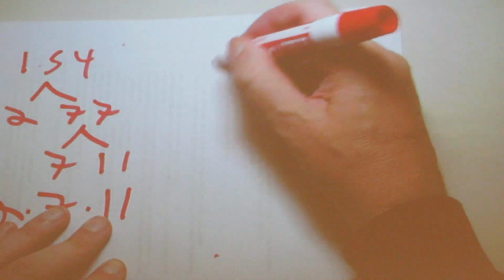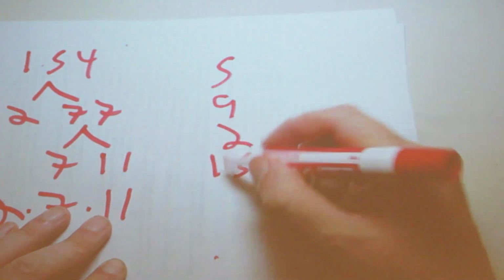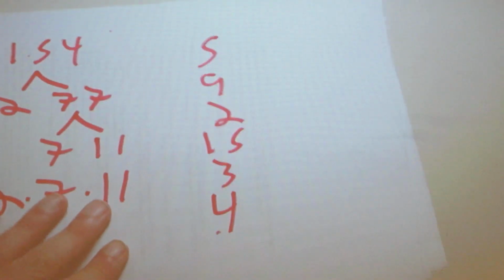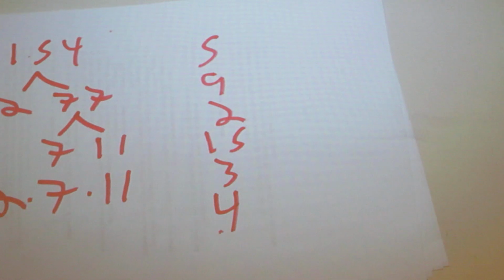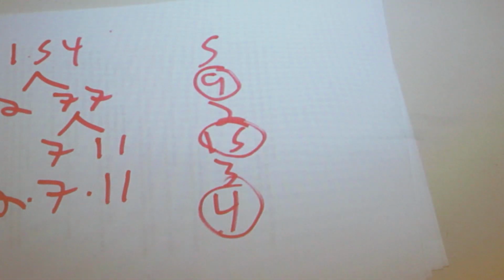Next, it's going to give you a list of numbers and ask which ones are composite numbers. So let's say you have 5, 9, 2, 15, 3, and 4. You just need to figure out which ones are not prime numbers. So 9, 15, and 4 in this situation.